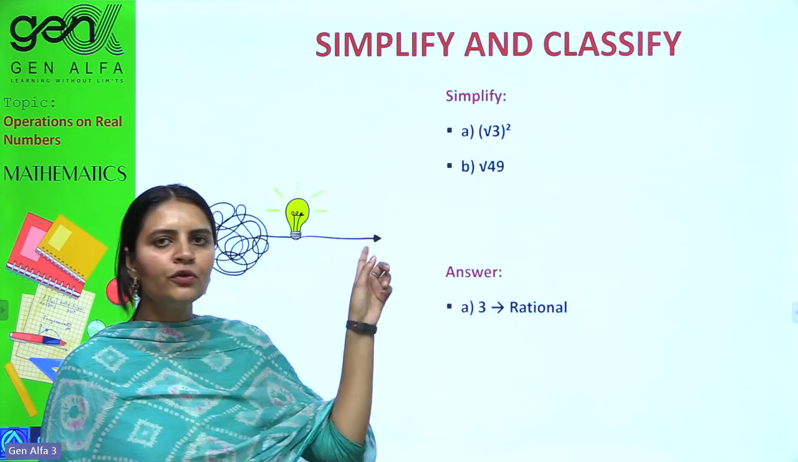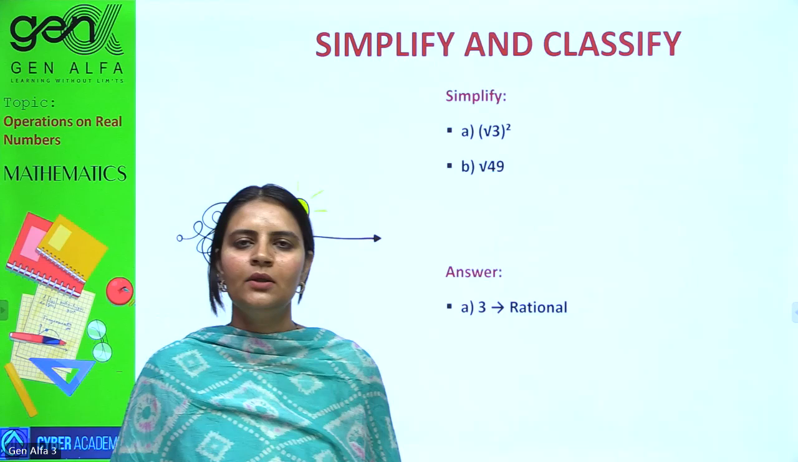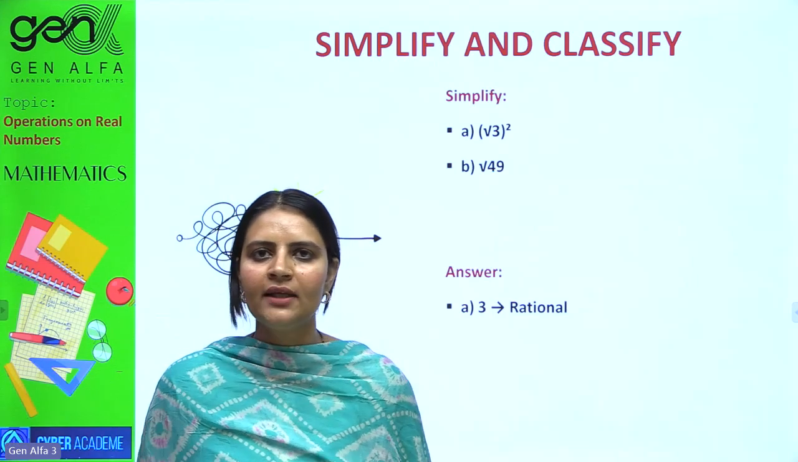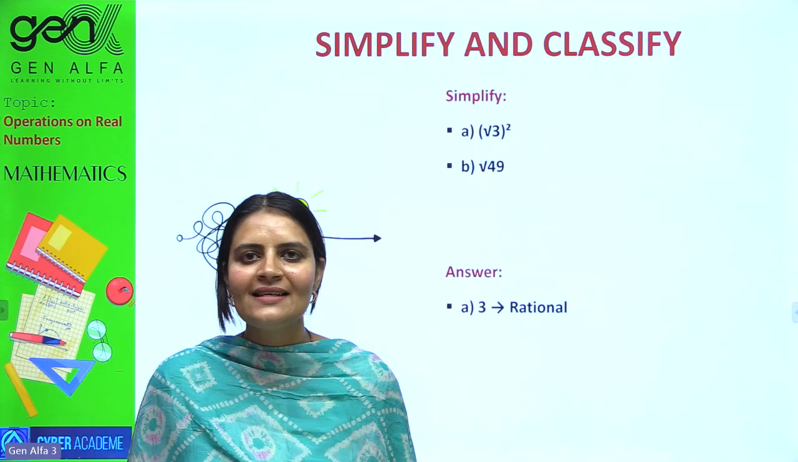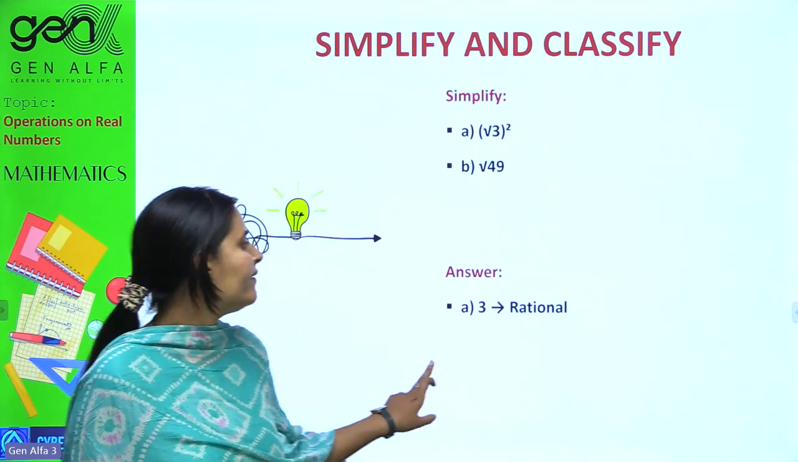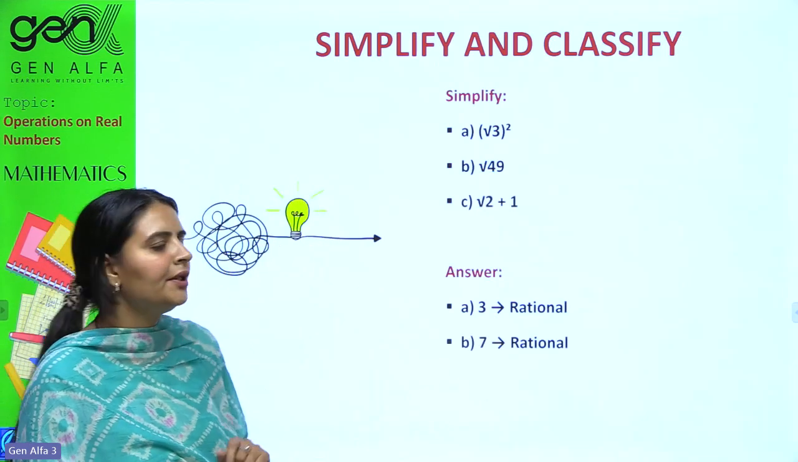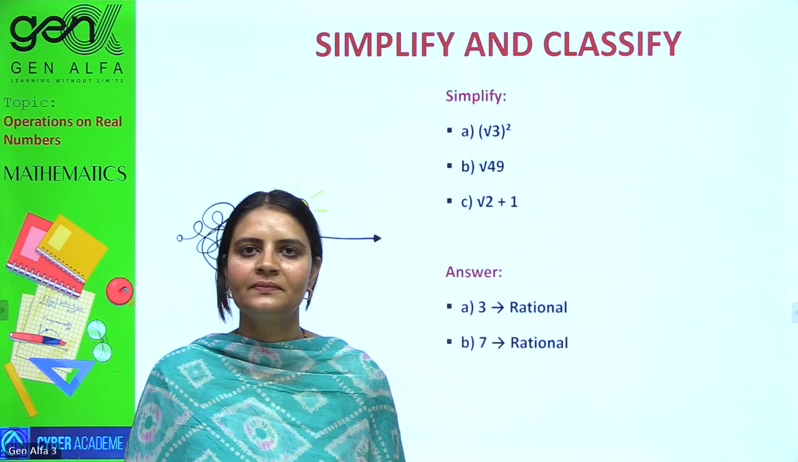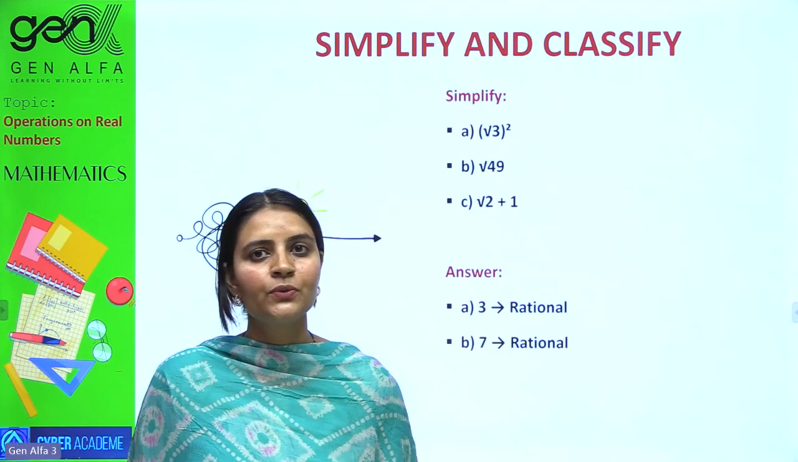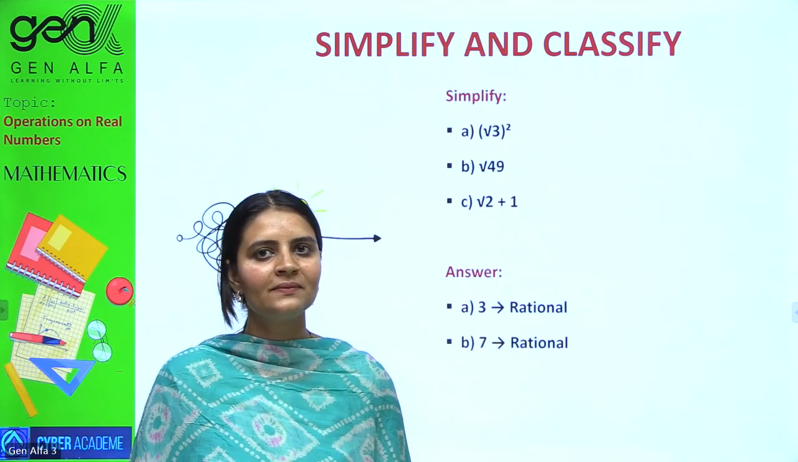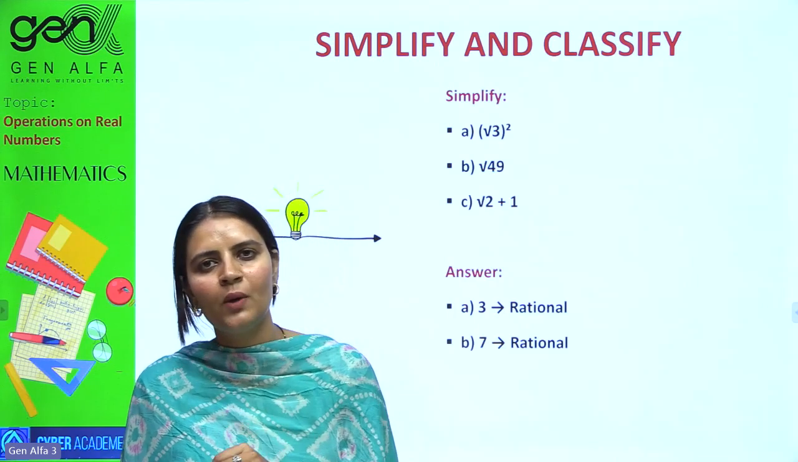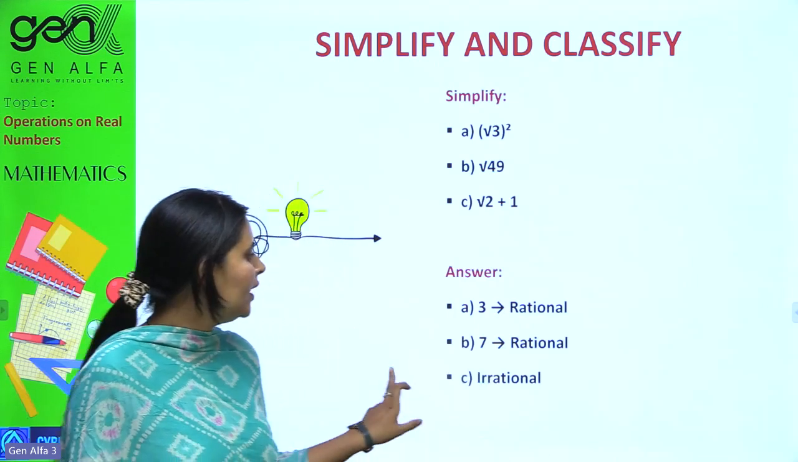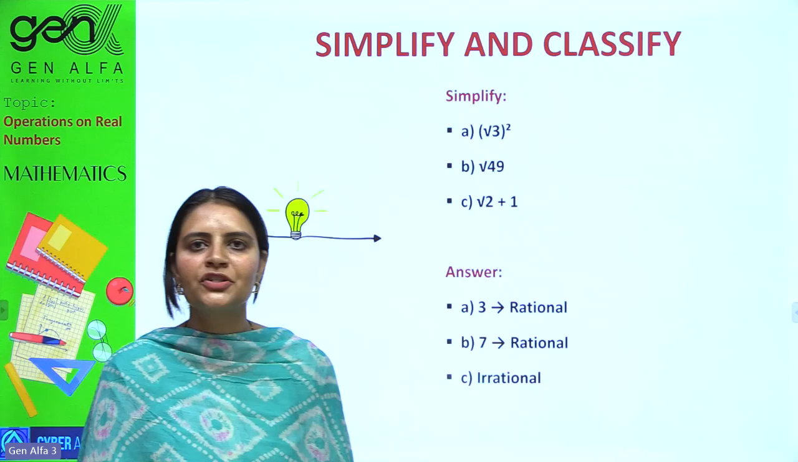Second question, under root 49. What is the answer? 7. Yes, that's a perfect square. 7 is rational again. Under root 2 plus 1. Under root 2 is irrational. Irrational added to 1 gives you again irrational. Your answer is irrational again.